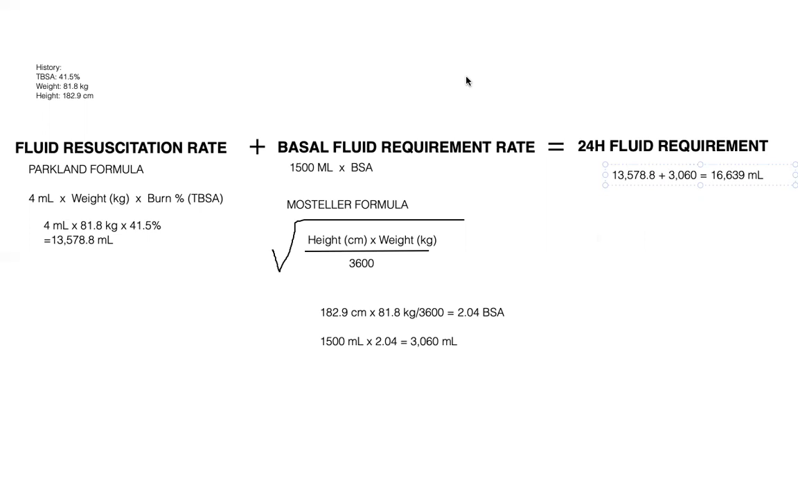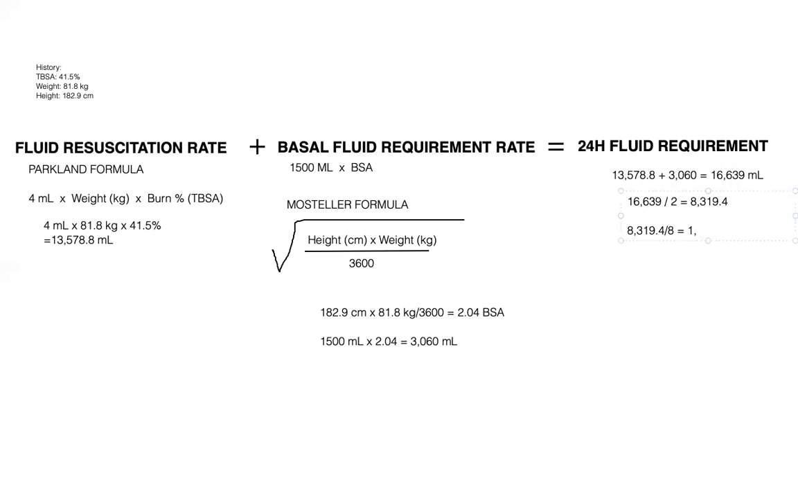And then we need to split that. We're going to do half of that amount in the first 8 hours, so you're going to divide that by 2. We'll take 16,639 divided by 2, which is going to give you 8,319.4. That first half is going to be given over 8 hours, so you're going to divide that number by 8.